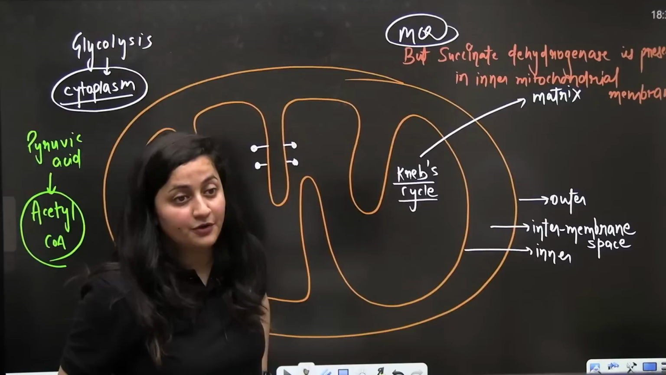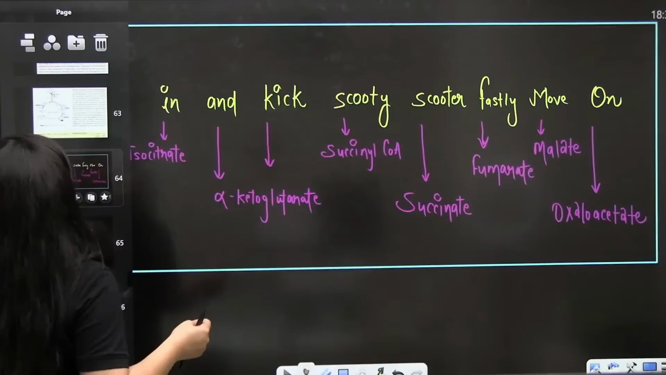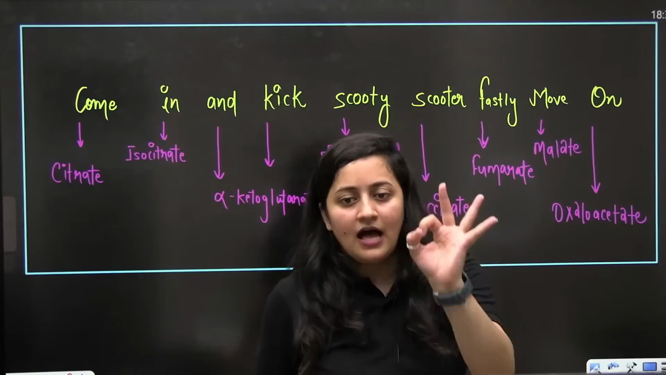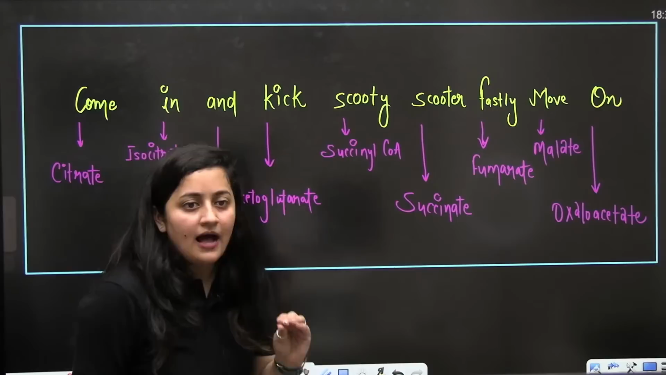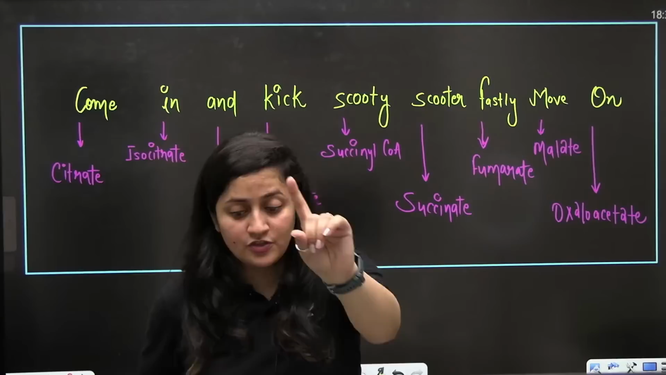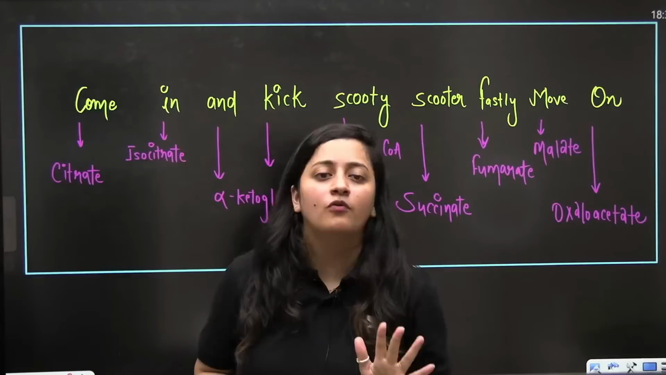Any doubt? Done. Now, this is the trick for the Krebs cycle. All of you, this is the trick for the Krebs cycle. Come in and kick scooty scooter fastly move on. All of you, type this trick in the chat box. I just need your 10 more minutes. The session will be over then.